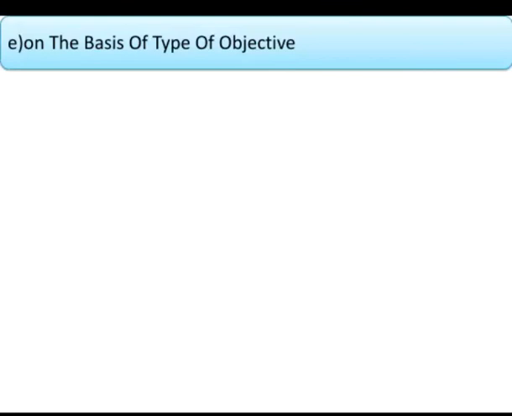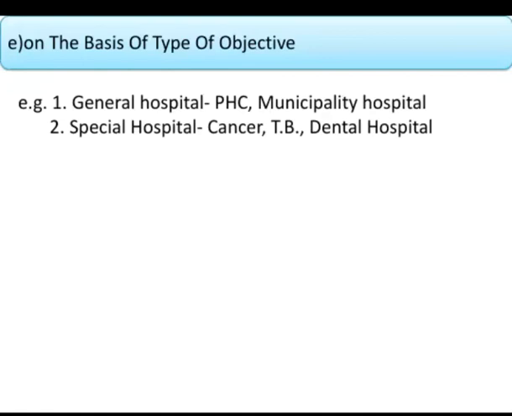And the last one is on the basis of type of objectives. Under this category there are again two types: general hospitals and special hospitals. The examples of general hospitals are PHC or municipality hospital, and the examples of special hospitals are cancer, TB, or dental hospitals. So now we will see the another category, that is non-clinical oriented hospitals.